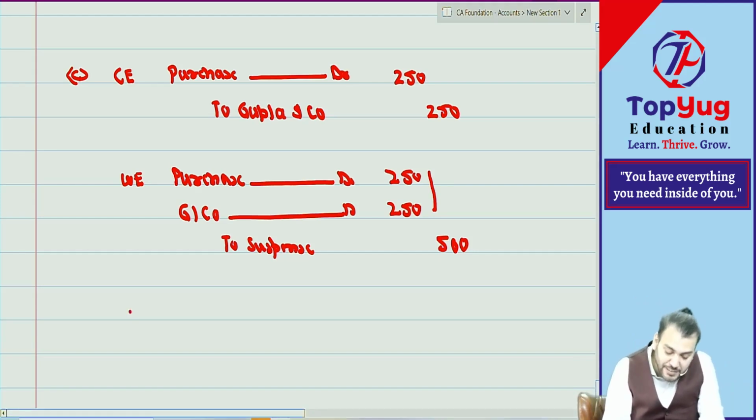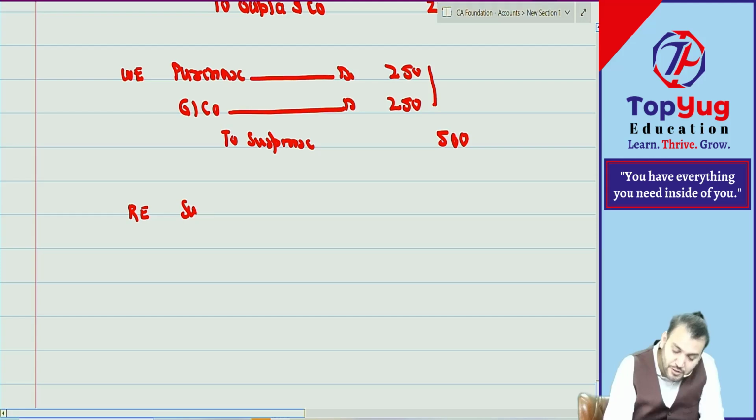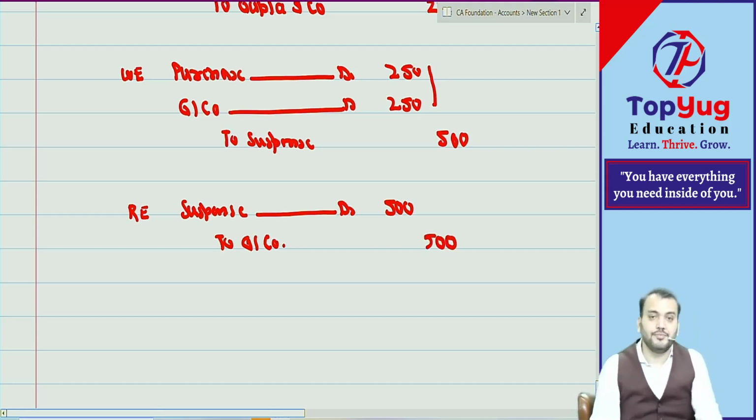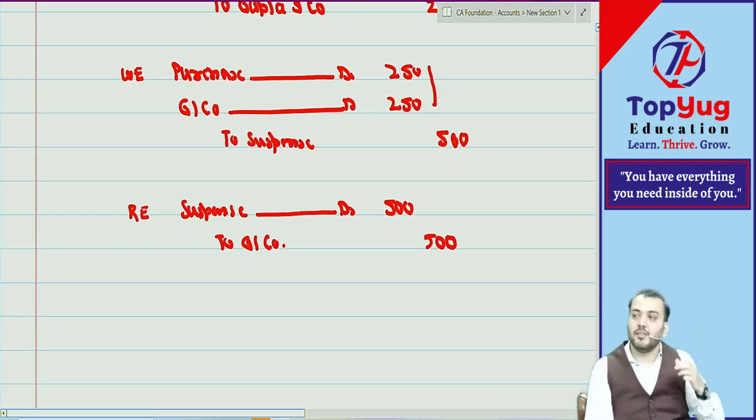Now you rectify it. Suspense account will be debited. You need to close suspense account. Suspense account will be closed by what? 500. Correct. Second, Gupta and Company, what you will do? 500, not 250. 500. Understood?